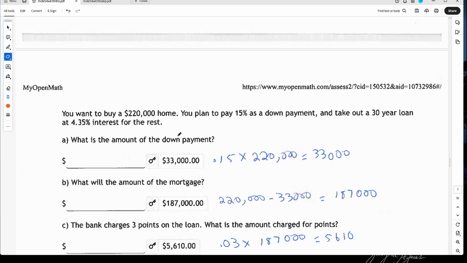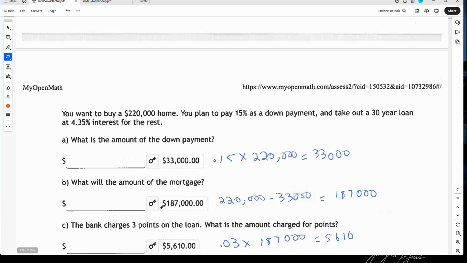So on this one here, you want to buy a $220,000 house. You make a 15% down payment. You take out a 30-year loan at 4.35% interest. What is the amount of the down payment? 15% of the $220,000, which is $33,000.